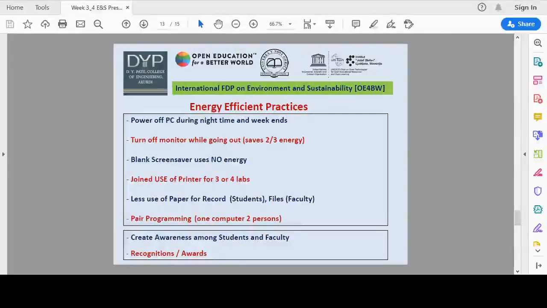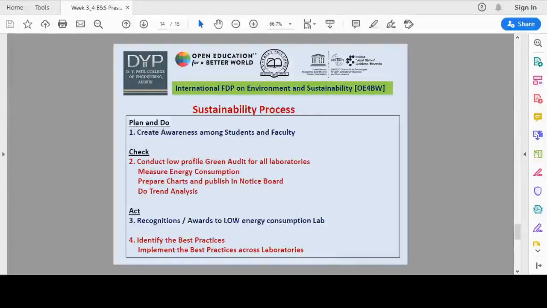We need to create awareness among students and faculty, and periodical recognitions or awards can be given to them as a motivation factor. Sustainability process: how can we sustain these practices? We need to create awareness among students and faculty. We have to conduct a low-profile green audit for all laboratories. We have to measure the energy consumption.